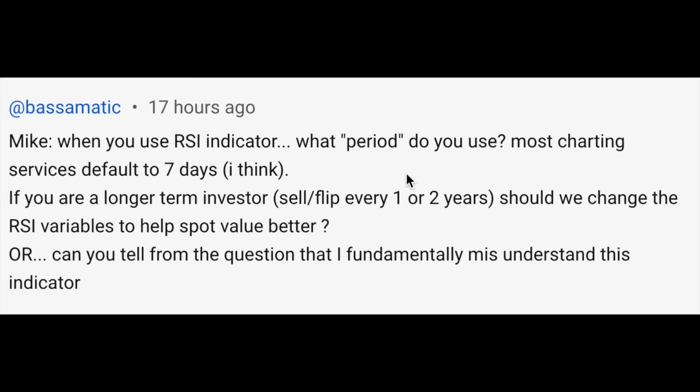But it goes on to say, if you're a longer-term investor, sell, flip every 1 or 2 years, should we change the RSI variables to help spot value better? Or can you tell from the question I finally misunderstood this indicator? So in the comments, if you happen to change these defaults, if you're a longer-term investor, please put in the comments how you do it, and then I will look this person up and forward them your comments in case they don't watch the video.